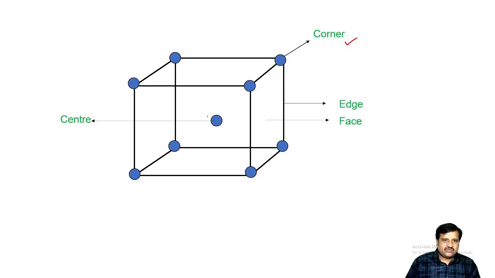So there is only one center for the cubic system. There are 6 faces: 1, 2, 3, 4, 5, 6. Corners: there are 8 corners. And edges: there are 12 edges, 4 and 4 is 8, and these 4, total 12 edges. So for the cubic system: one center, 6 faces, 8 corners and 12 edges.